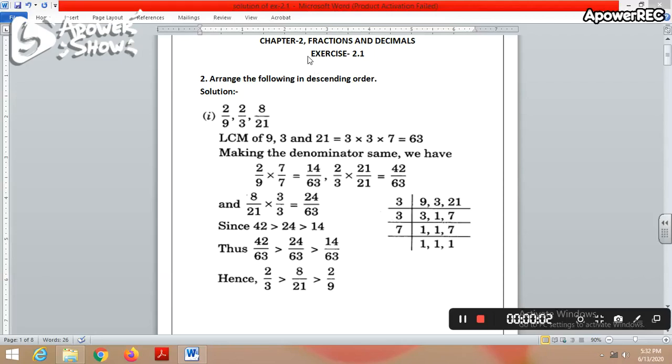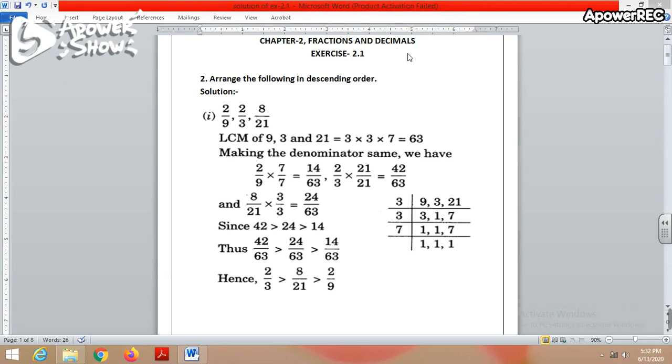In this session, we are going to discuss some of the questions of exercise 2.1 of chapter 2, fractions and decimal. I am not discussing question number 1 here as it is already given to you as homework after the previous session. So we are starting this session from question number 2. In question number 2, you have to arrange the following fractions in descending order.